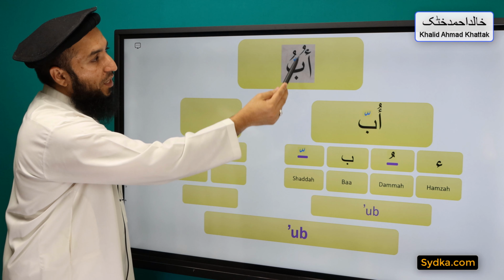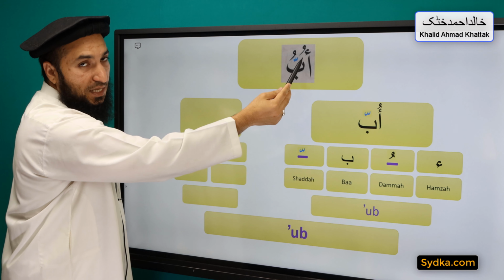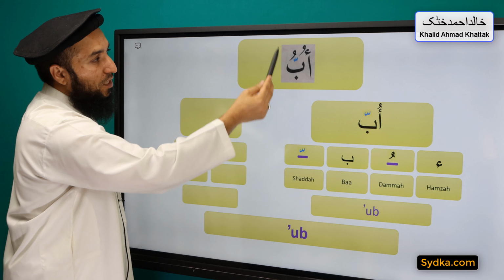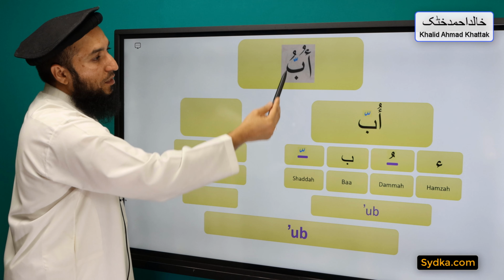The first syllable we have is Hamza Dhamma Ba Shadda Ub. Hamza is a light letter, it has dhamma on top of it, it is followed by ba, ba has a shadda. This alif is used as a chair for Hamza and it is silent. Hamza Dhamma Ba Shadda Ub.